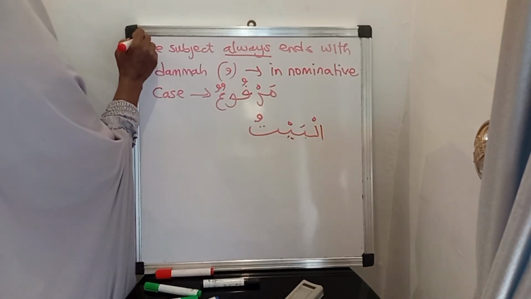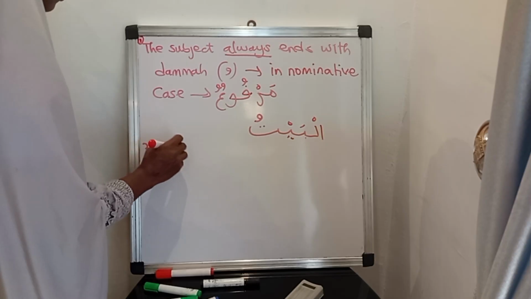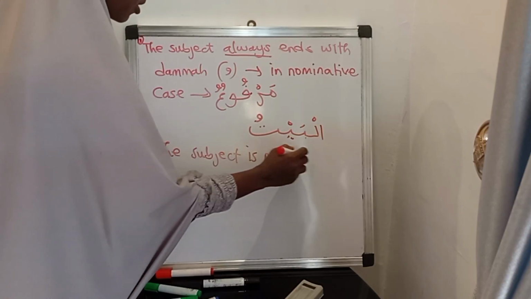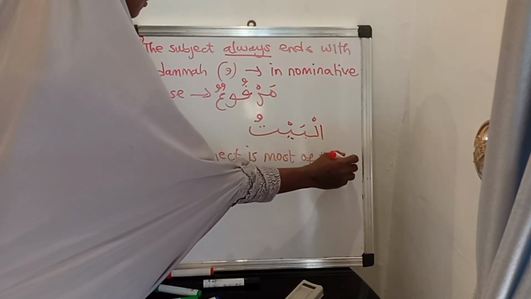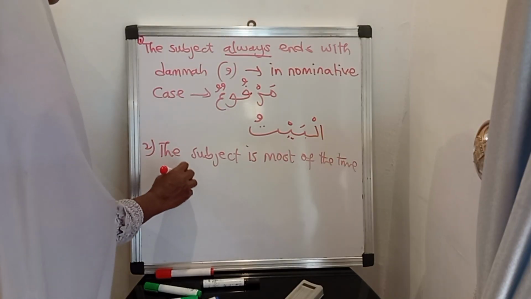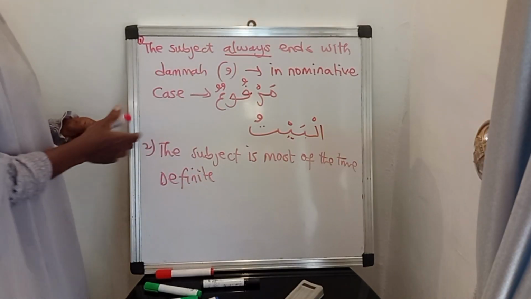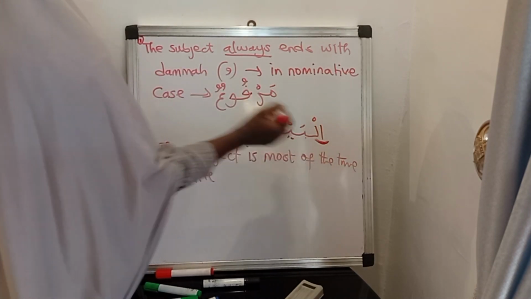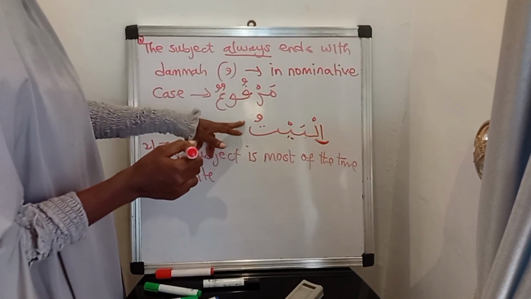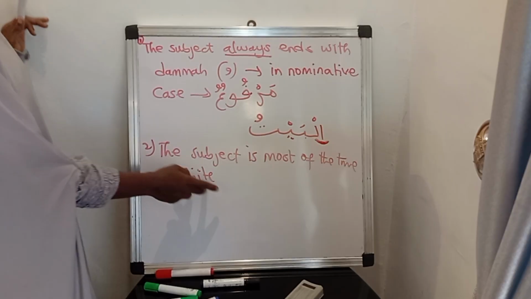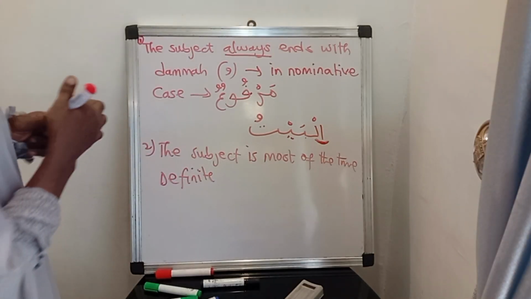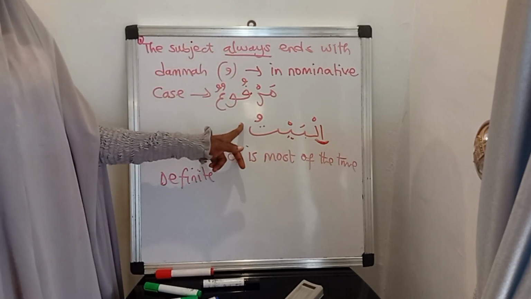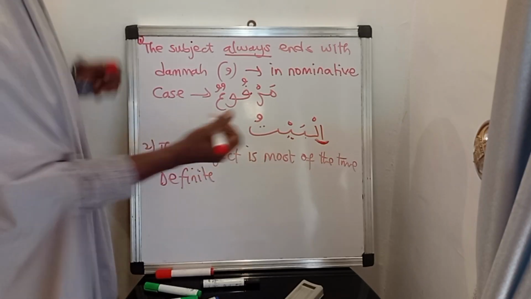Second thing you must note is that the subject is most of the time definite. There could be other times that it is indefinite; we'll get to that. So look at this. It is definite. It has the definite article alif lam, and it's ending with dhamma, so it is marfu', and it is most of the time definite. So the two things for you to recognize the subject in a sentence is that it will always end with dhamma, and it will be most of the time definite.